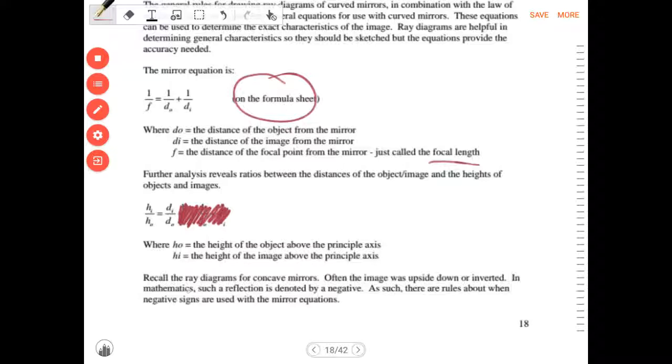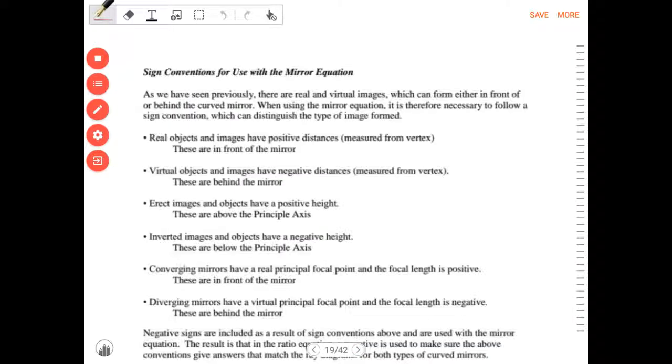Recall the ray diagrams for concave mirrors. Often the image was upside down or inverted. In mathematics, such a reflection is denoted by a negative. As such, there are rules about when negative signs are used with the mirror equations. So let's talk about these sign conventions.